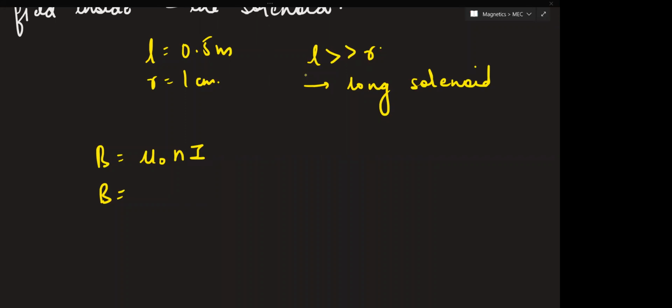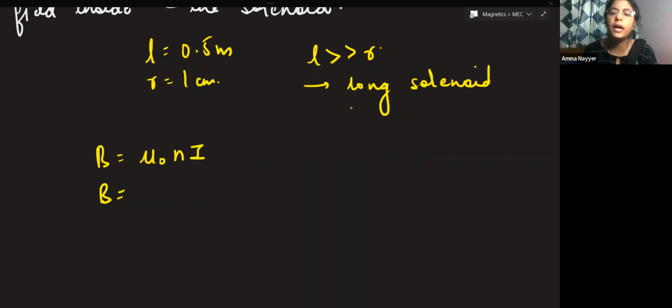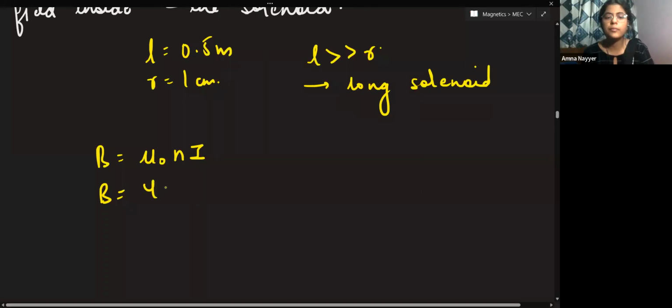Yeah, teacher. 4 pi into 10 raised to minus 7. Yes, 4 pi into 10 to the power minus 7, because mu naught divided by 4 pi is 10 to the power minus 7. Don't forget this constant. K is equal to 1 by 4 pi epsilon naught, you people are in the habit of using. So make this also a habit: mu naught by 4 pi is 10 to the power minus 7. So mu naught will be 4 pi multiplied by 10 to the power minus 7.